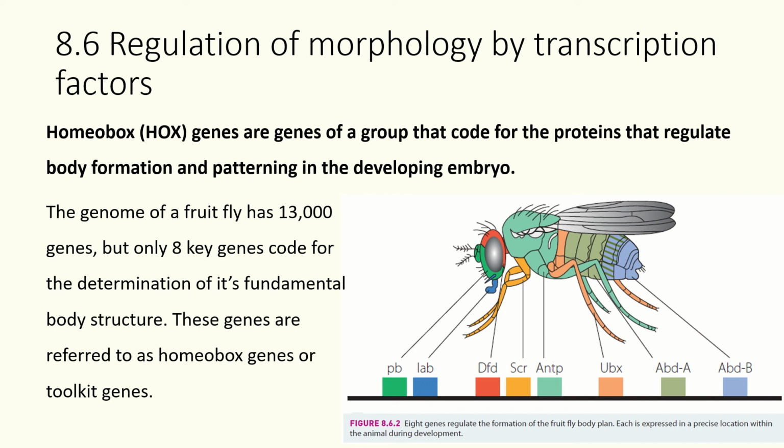We have these in all organisms though. Humans have HOX genes also that code for how we develop. And if there's any developmental issues in terms of people being born with the wrong limbs or without limbs, then that can often be attributed to problems that affect the homeobox genes.